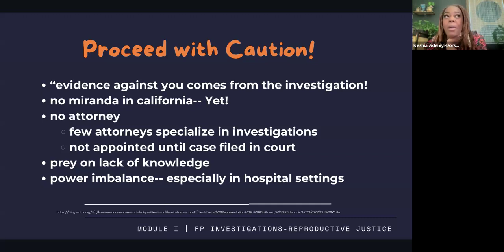Social workers prey on your lack of knowledge. They also prey on the fact that there is a power imbalance. And there's more of a power imbalance when you're in a hospital setting, because it's not only the social worker that's in a position to really impact your family, but also the hospital as well. And hospitals, unfortunately, sometimes work in tandem with the social worker to do things like place hospital holds on your children to justify social workers coming in and interrogating you.